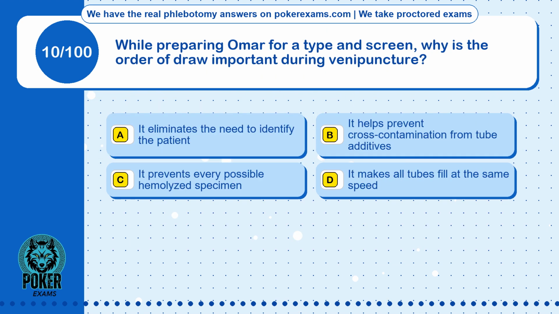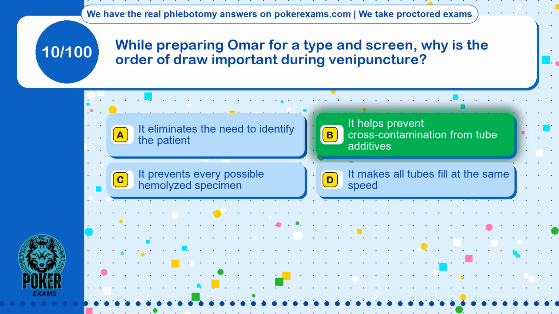Question 10. While preparing Omar for a type and screen, why is the order of draw important during venipuncture? Option A. It eliminates the need to identify the patient. Option B. It helps prevent cross-contamination from tube additives. Option C. It prevents every possible hemolyzed specimen. Option D. It makes all tubes fill at the same speed.